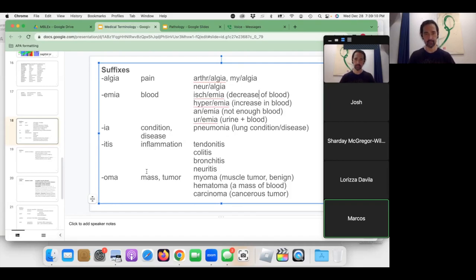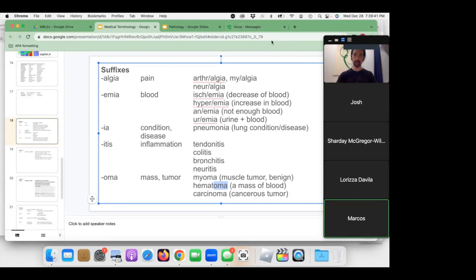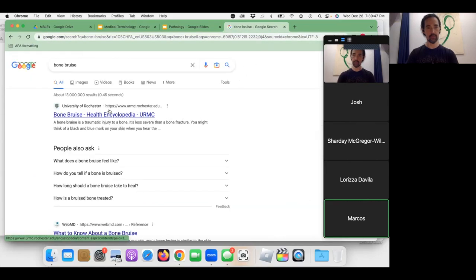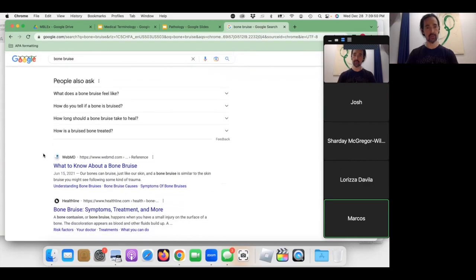Okay, itis, you're definitely going to run into this for tendonitis, neuritis, bursitis. Oma, you will see oma as in hematoma for sure, like bruising under the skin. Well, bruising is under the skin. Hematoma, and then does anyone remember the name for bone bruise? Bone, osteo. Bruise. I don't think so. Bone bruise. Close.